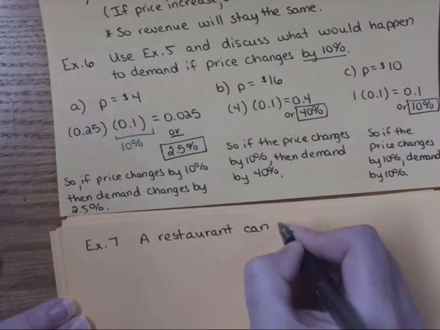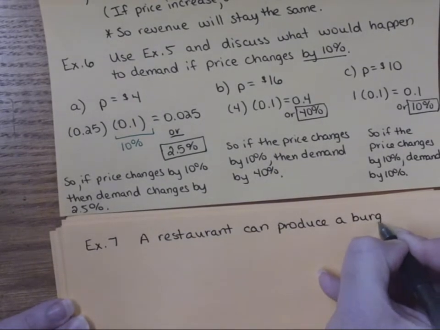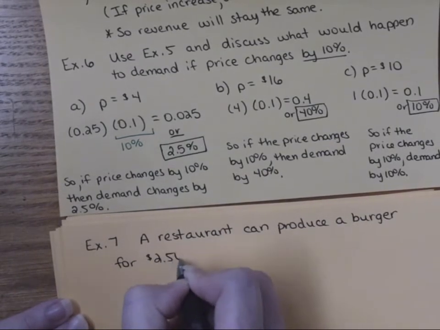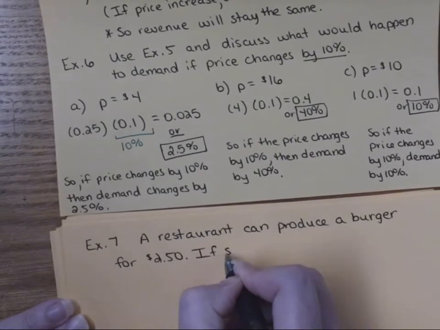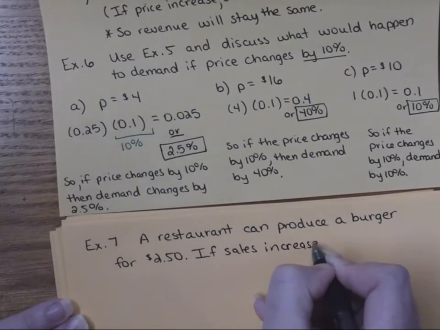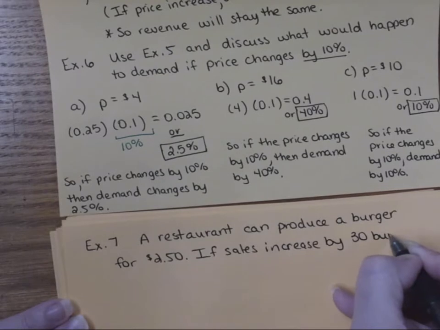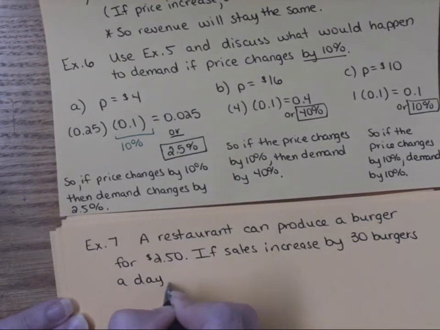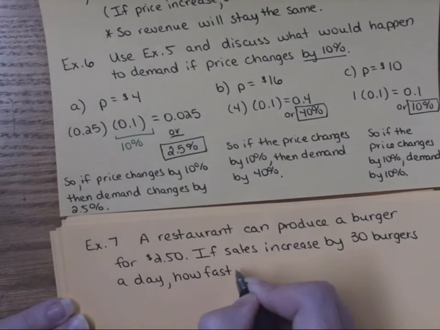A restaurant, let's say a restaurant can produce a burger for $2.50. If sales increase by 30 burgers a day, how fast is the daily cost increasing?